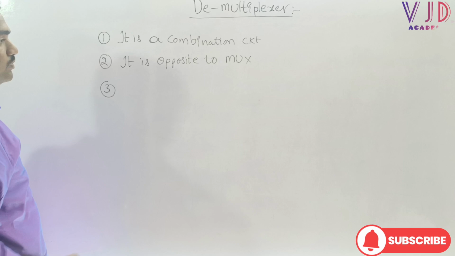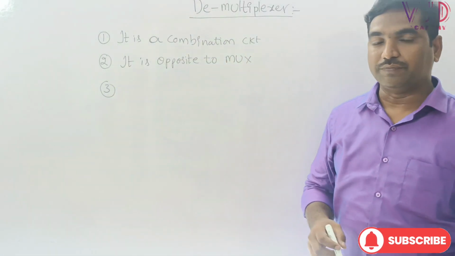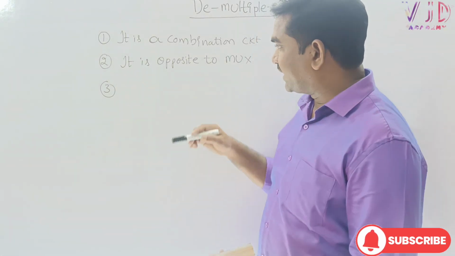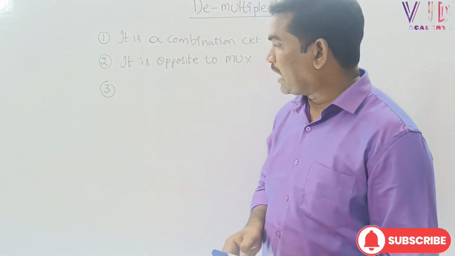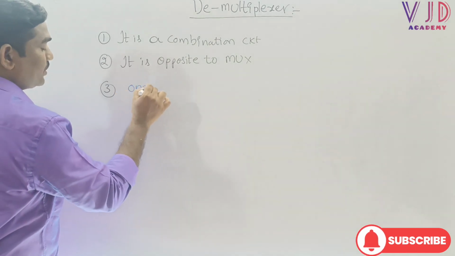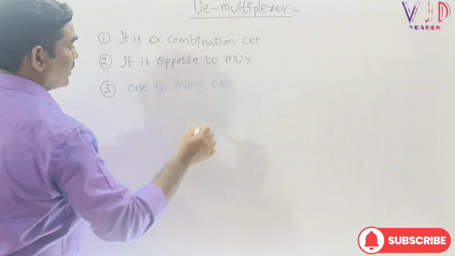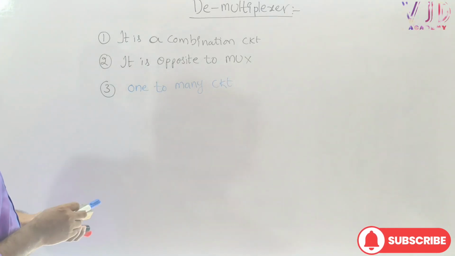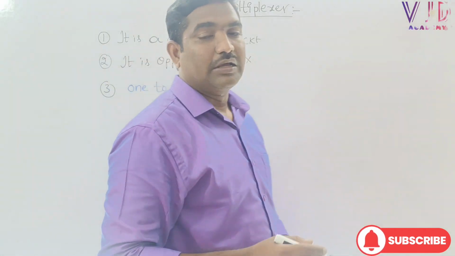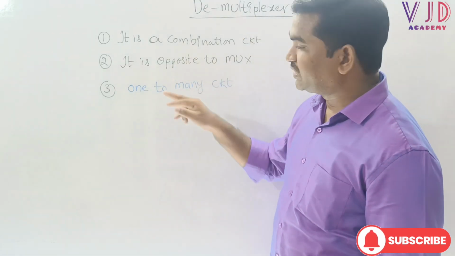Because the multiplexer circuit we called a many to one circuit, which means many inputs to one output, and now this is exactly opposite to multiplexer, so I would like to call it a one to many circuit. This is called a one to many circuit. And multiplexer we called a parallel to serial circuit, because it is opposite to multiplexer.